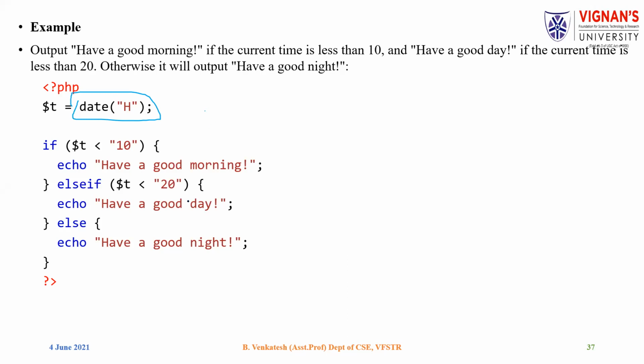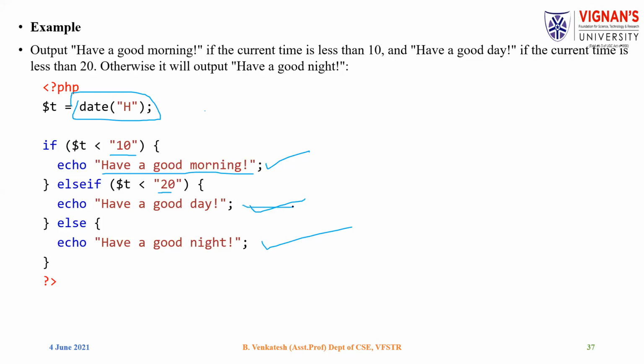Based on that, if it is less than 10, it says good morning. If it is greater than 10 and less than 20, then have a good day. If the value is greater than 20, then good night. That means about 8; 20 means 8 o'clock. From early morning 12 to 10, have a good morning. From morning 10 to night 8 o'clock, have a good day.